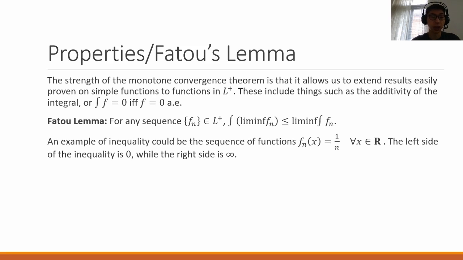For example, the additivity of the integration is easy to prove when we're dealing with simple functions, but because we can pass the limit inside the integration, we can easily prove it for non-negative cases as well. In the cases where we're unable to pass the limit inside the integration, Fatou's lemma states that the limit of the integration is always greater than the integration of the limit. Most of the time, this will be an equality, but an example of inequality could be the sequence of functions f_n(x) equal to 1 over n. The left side is equal to 0, and the right side is equal to infinity.